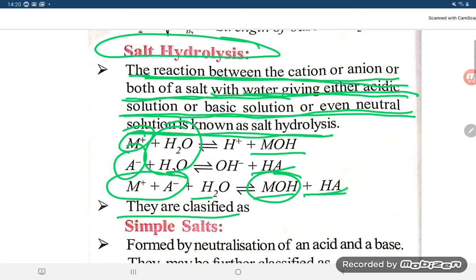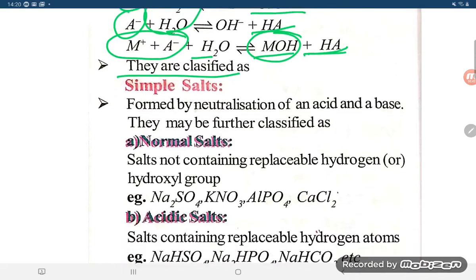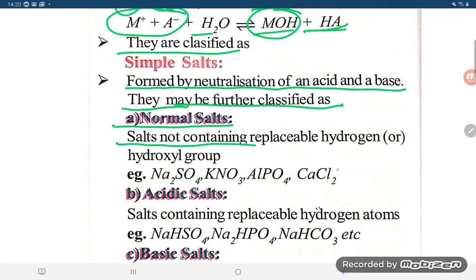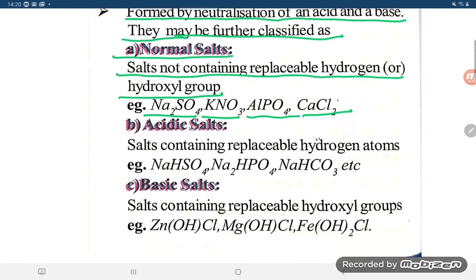They are classified as the simple salt. Simple salts are formed by neutralization of the acid or base. They may be further classified as normal salt. Salts not containing replaceable hydrogen or hydroxyl group are known as normal salts, like Na2SO4, KNO3, AlPO4, CaCl2. So they do not have the replaceable hydrogen.